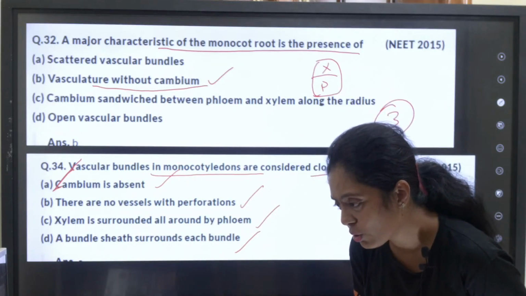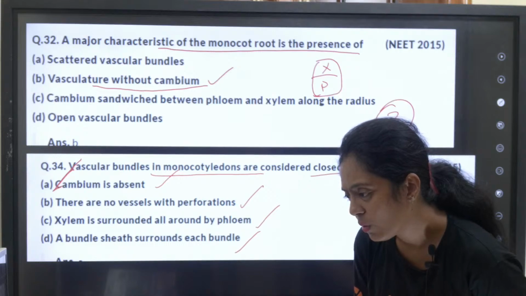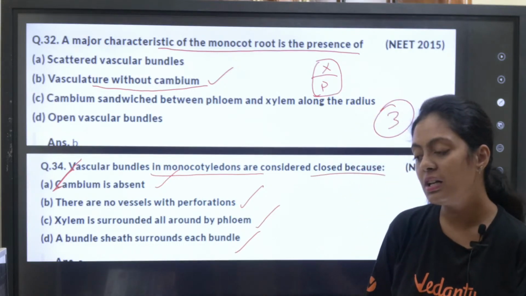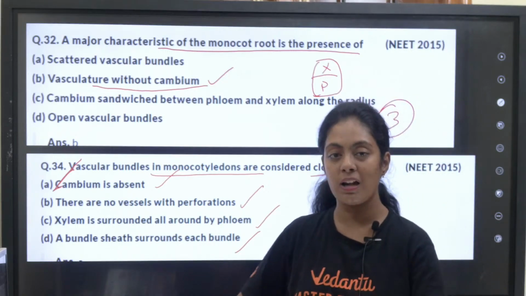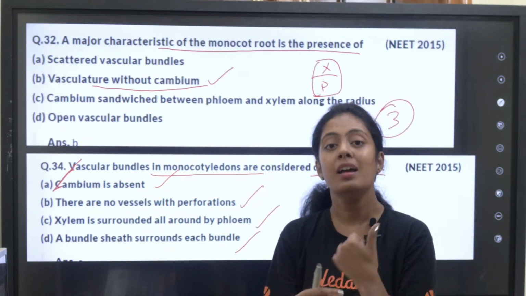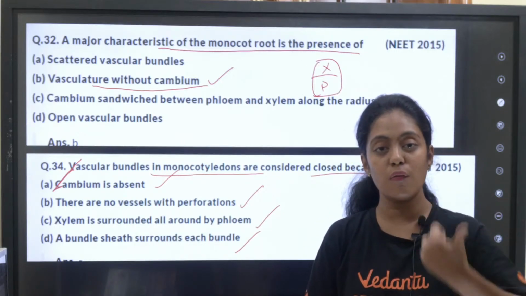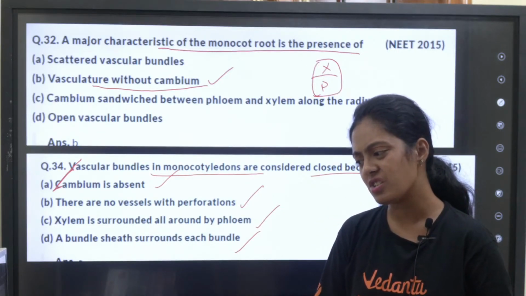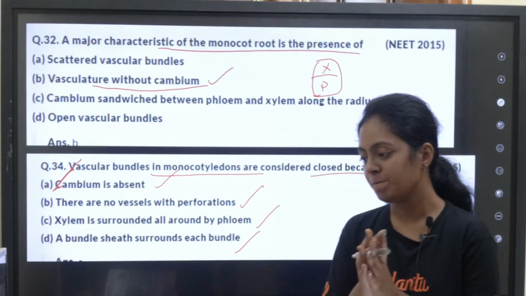Girdling experiment shows the phloem is responsible for conduction of food. It is bidirectional. The girdling experiment is done to show that phloem is responsible for the conduction of food. It's always bidirectional when it's phloem.